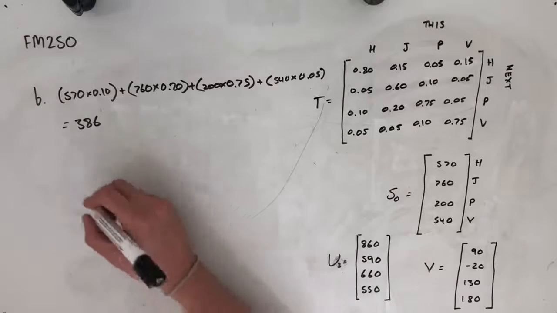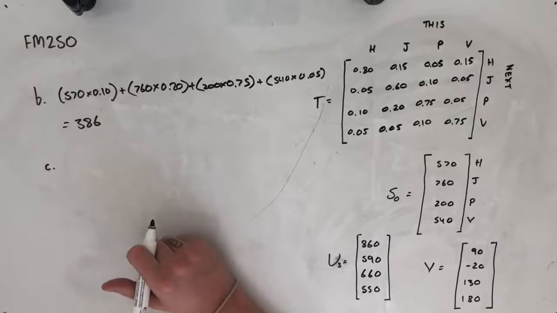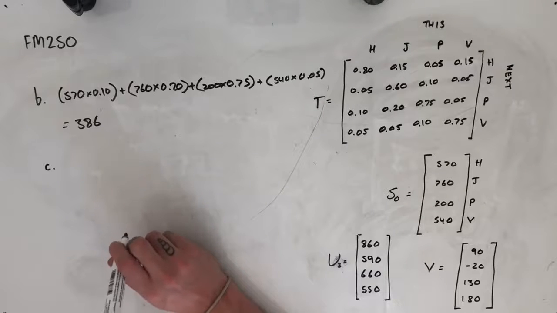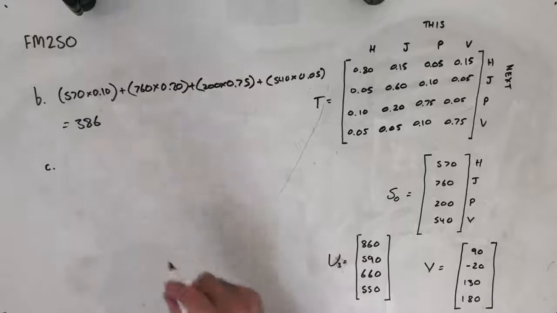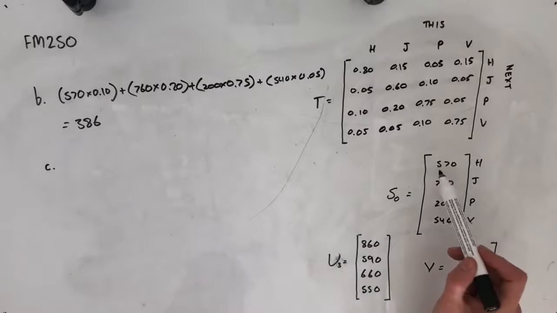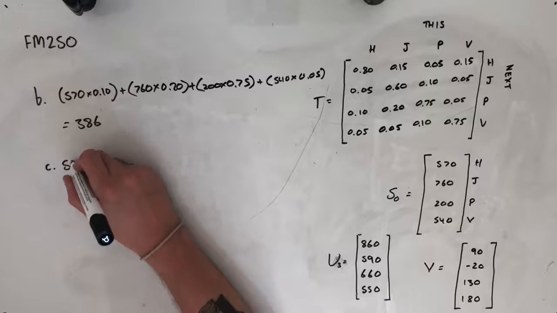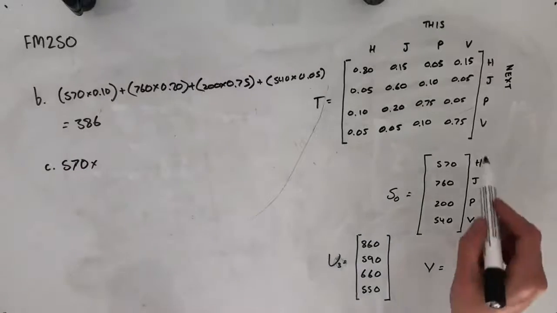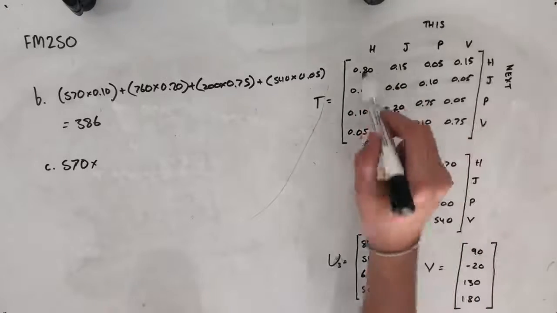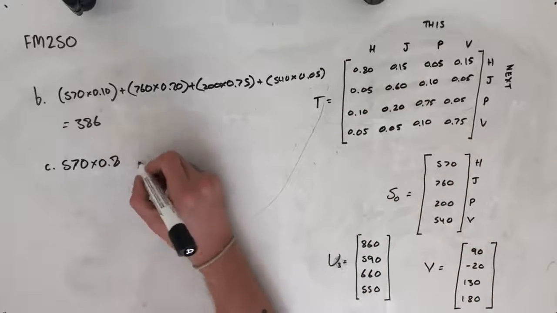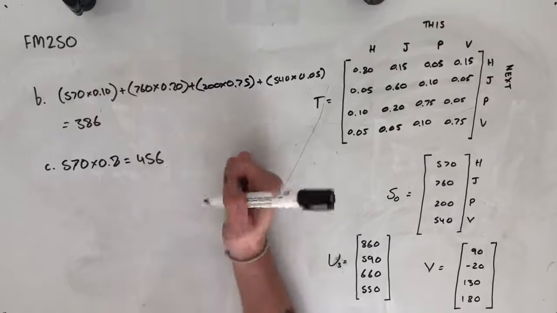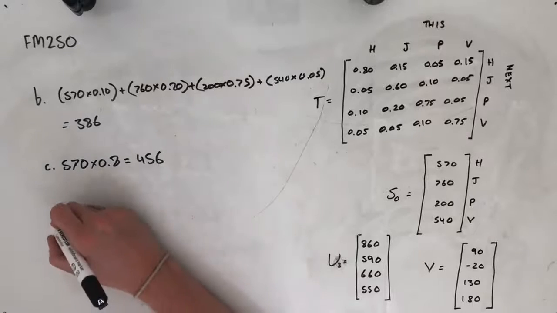Cool. Given a little bit more, it says, consider the customers who chose honey sandwiches in week 1. How many of these customers were expected to choose honey sandwiches in week 2? Well, let's start off with considering the number of customers who chose honey sandwiches in week 1. That's 570 of them. And how many of them are expected to choose honey sandwiches again in week 2? Honey to honey is 80%, so times 0.8. Plugging that into a calculator should give you an answer of 456 customers.